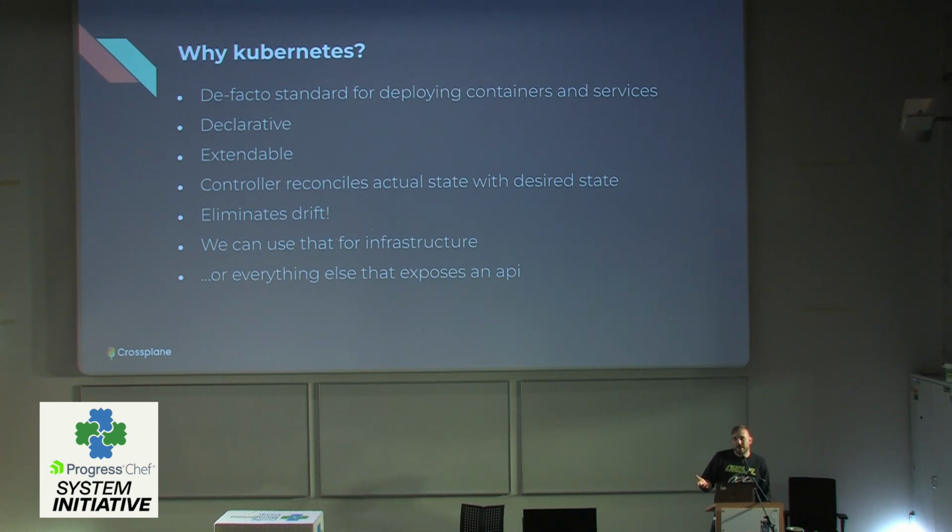Who was in the situation where you ran a Terraform module against an old state in Git, just to figure out that stuff just didn't match reality, and you would go and need to find out who changed stuff here manually? So we can use that for infrastructure or pretty much everything that exposes an API to completely get rid of that.